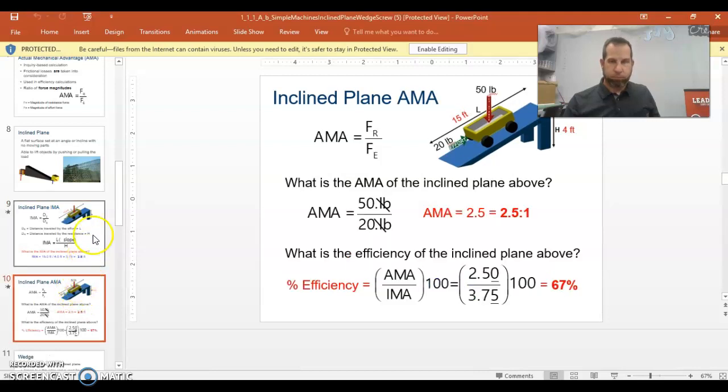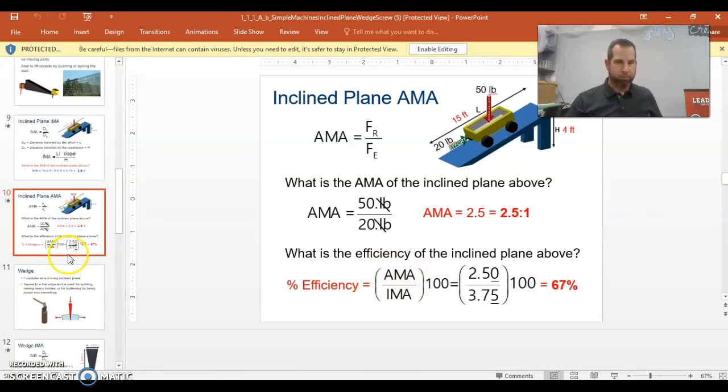All right, and then efficiency, AMA over IMA. Okay, so 2.5 over 3.75, we got 67%. Okay, so just a reminder, efficiency is AMA over IMA. All right, always AMA over IMA.